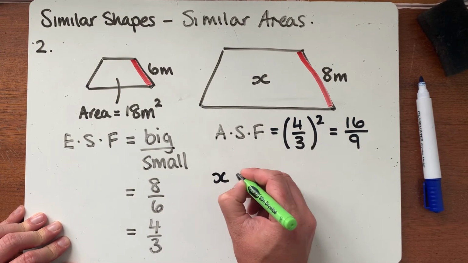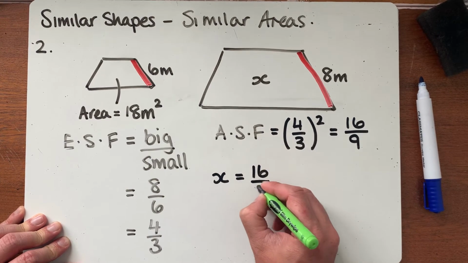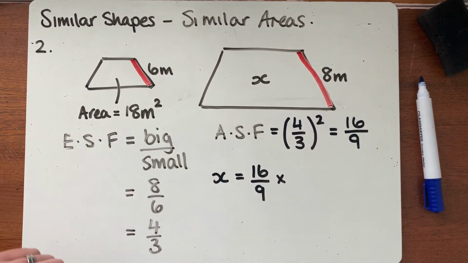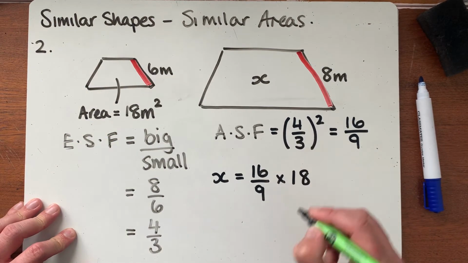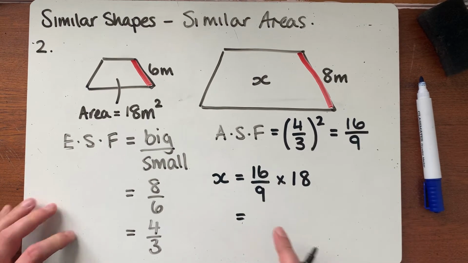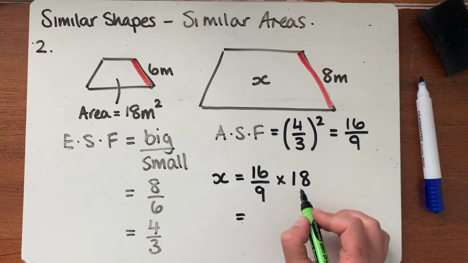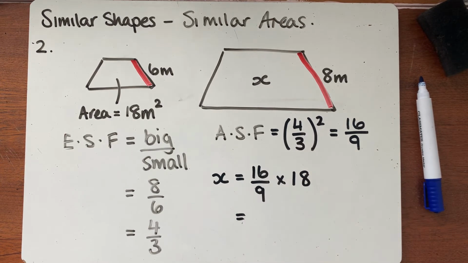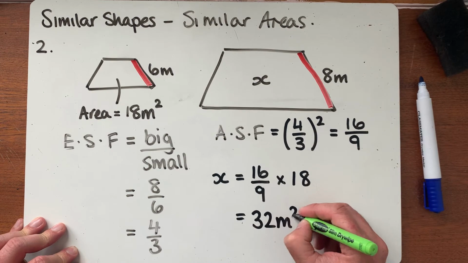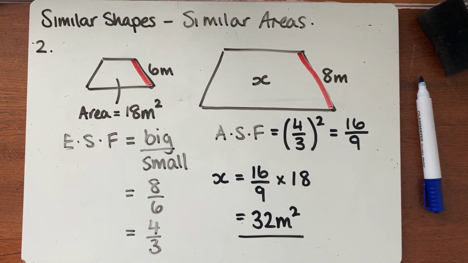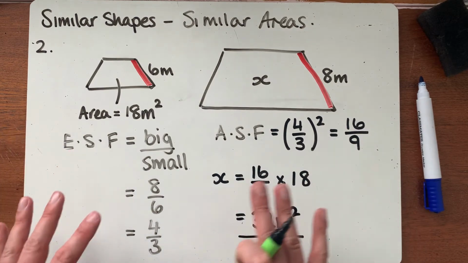So I want to find x. X is equal to the scale factor multiplied by the equivalent value from the first trapezium, which is the area of 18 square meters. Okay. How do I find 16/9 of something? Well, I take the 18 and I divide it by the denominator, which in this case is 9. So 18 divided by 9 gives me 2. I then multiply that answer by the numerator, which is 16, and that gets me an answer of 32 square meters.